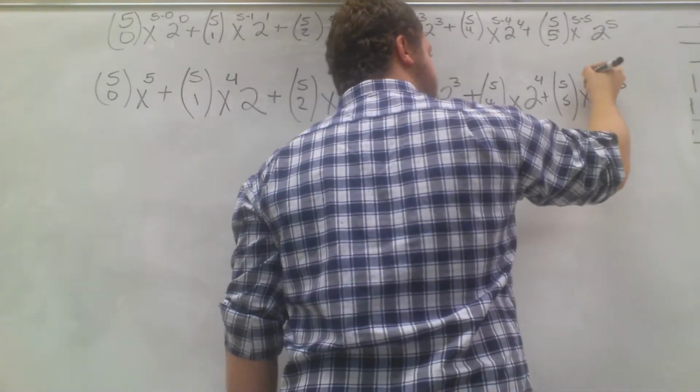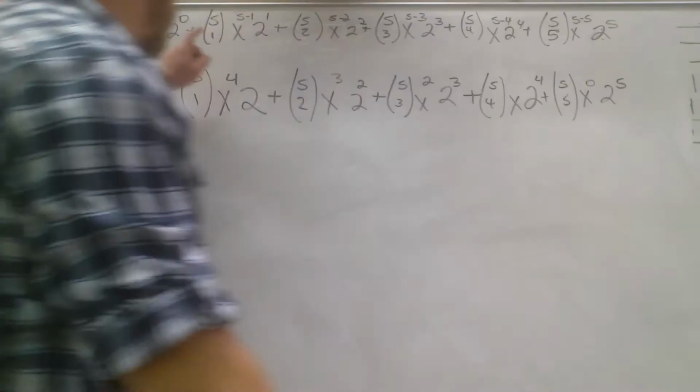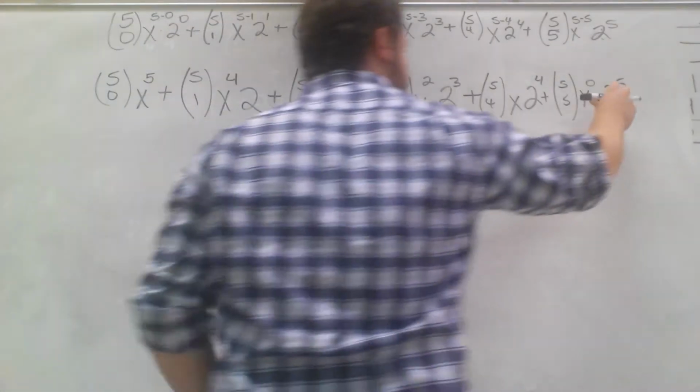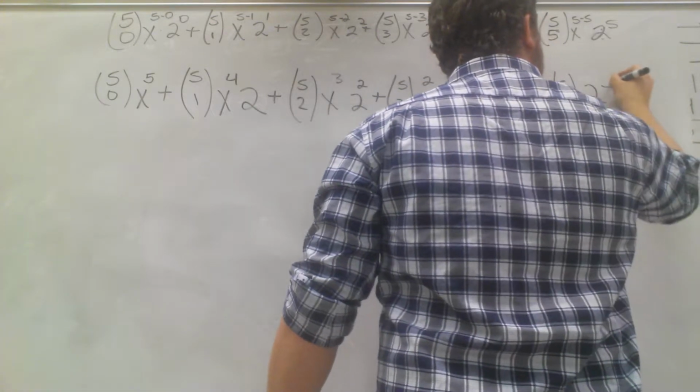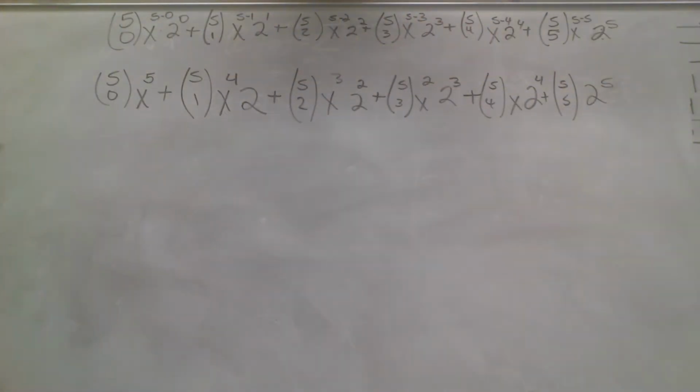Now, x to the 0 power, do I need to write that? I didn't write my 2 to the 0, so I don't write my x to the 0. I'll leave him be. I'm going to move 2 to the 5th over. Okay. Beautiful.